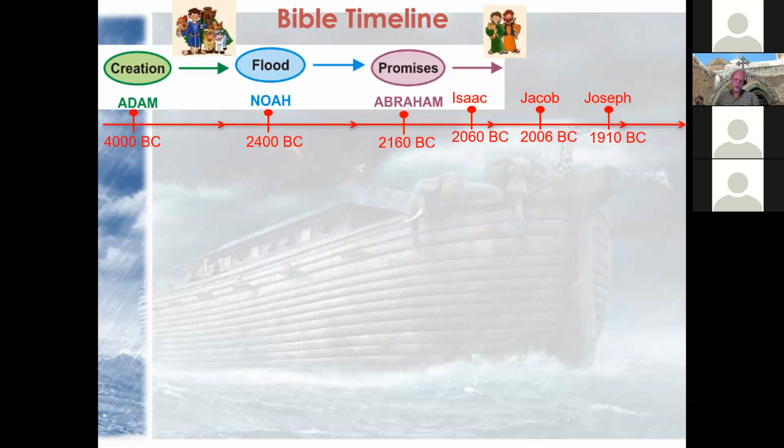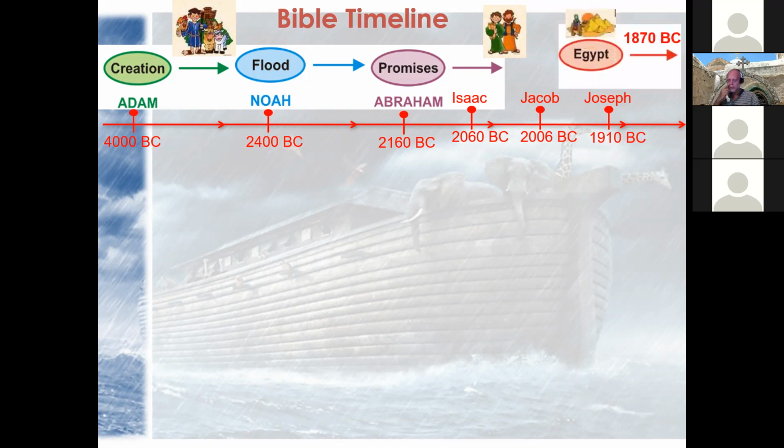He would sell the grain to them. And so the Hebrews also, which are his brothers, came to Egypt and bought grain from him. And then Joseph allowed them to come and they lived in Egypt, in the land of Goshen. So this was around 1870.